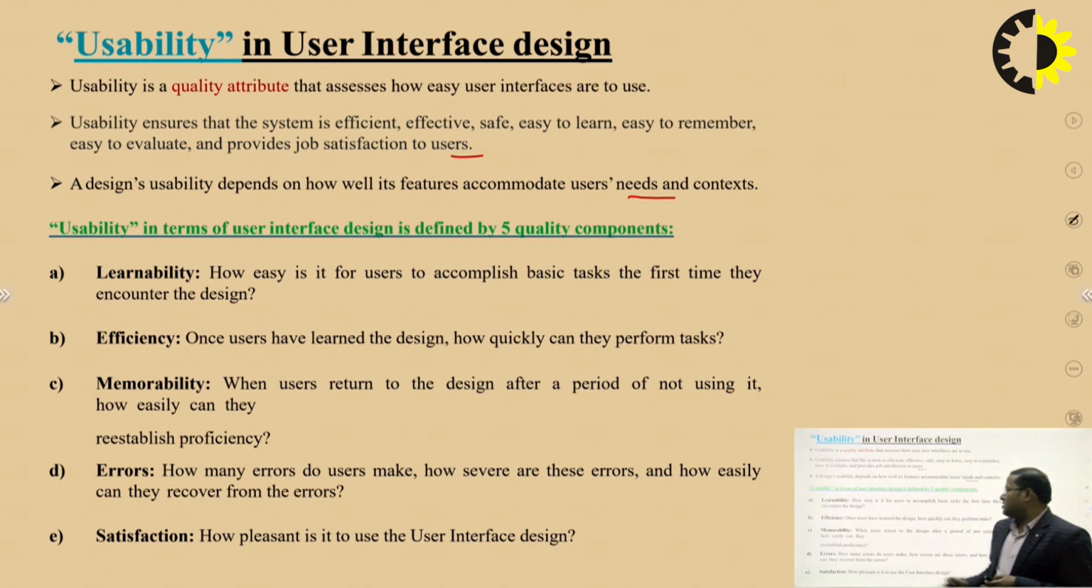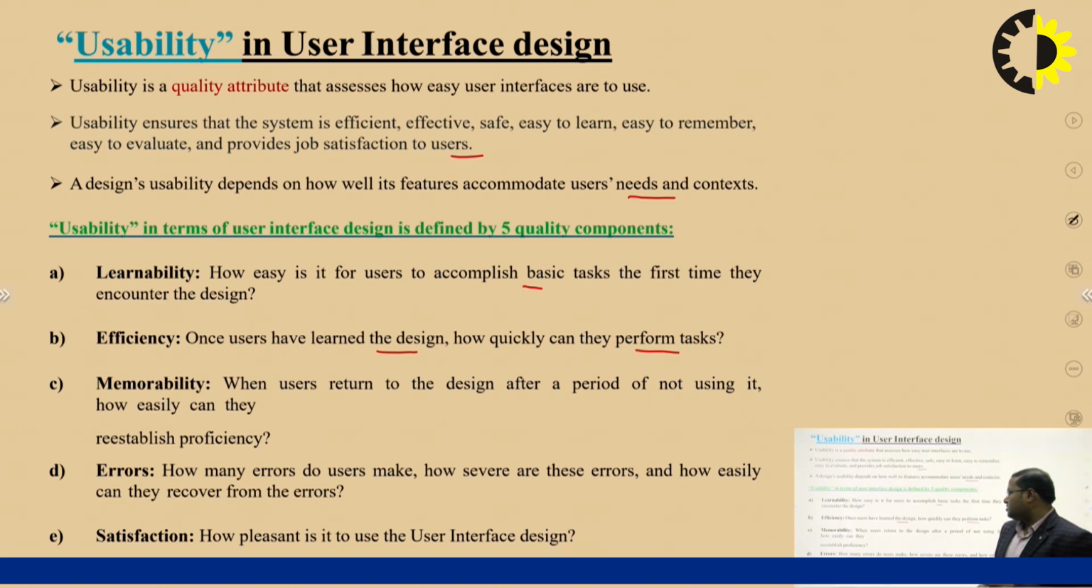The meaning of learnability is how easy it is for the user to complete the basic task the first time they encounter the design. Efficiency: once the user has learned the design, how quickly can they perform the task? It shows the efficiency. Memorability: when the user returns to the design after a period of time not using it, how easily can they reestablish proficiency? Errors: how many errors do users make and how easily can they recover from the errors?